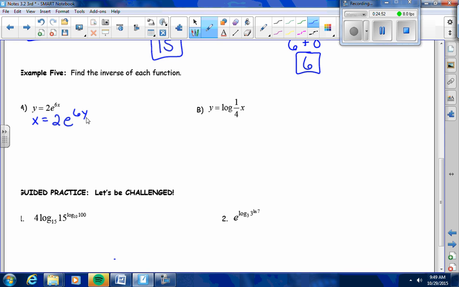Okay, so now I have to solve this for y. What's the first thing we can do to try to get y by itself? Correct. Divide both sides by 2. So x over 2 equals e to the 6y power.